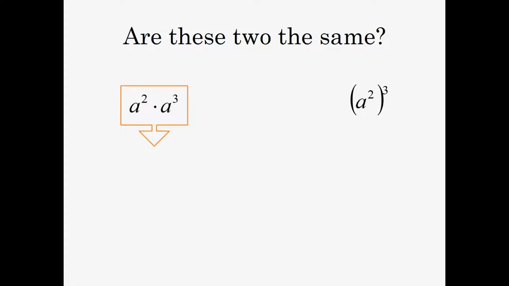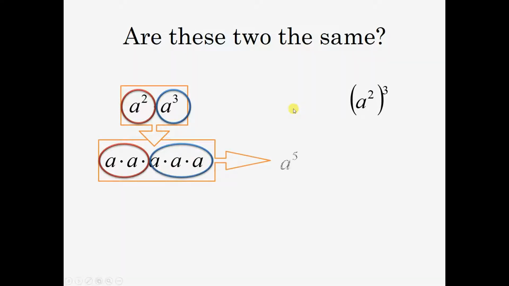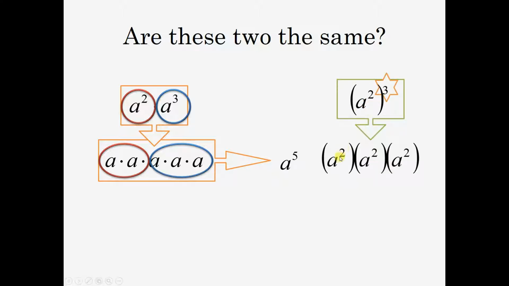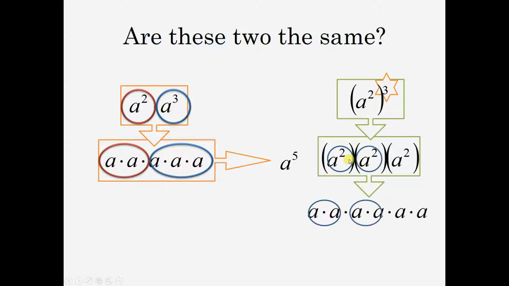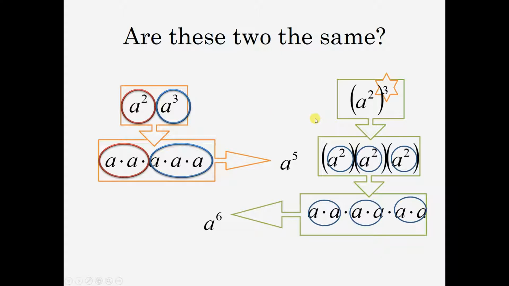So here we go. A squared times A cubed. Well, that means we have 2 A's multiplying right here, right? And we have 3 A's multiplying together over here, and together that makes 5 A's. A times A 5 times, A to the 5th. Whereas this over here, what this really means is we have 3 A squareds all multiplying. See? 3 A squareds all multiplying. And that makes A to the 6th. See? 2, 4, 6. That is A to the 6th. So these are not the same whatsoever.